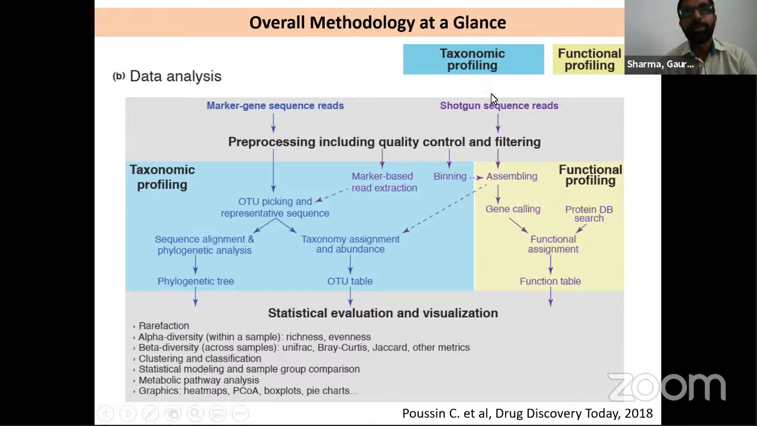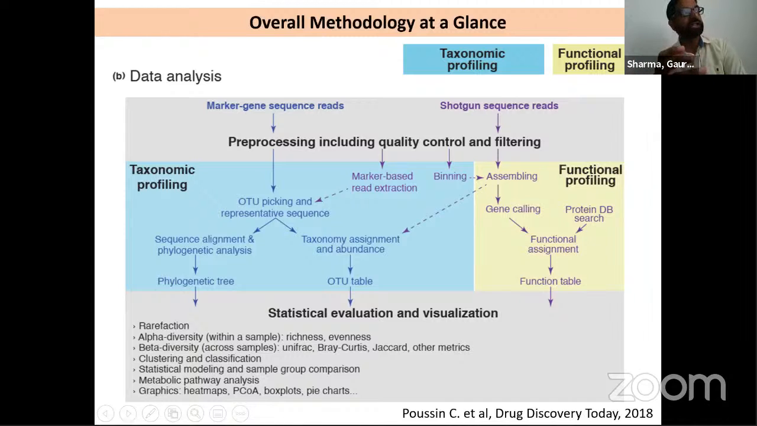In the other part, when we have shotgun sequencing reads, the total genome sequencing of that particular sample, we again do quality control and filtering, but after this step we do the assembly. So we assemble the whole genome, and once we have assembled it, we identify different genes, and based on different databases, we try to identify or characterize the function of those genes. And once we know the function of those genes, we try to cluster or categorize them into different functional tables.